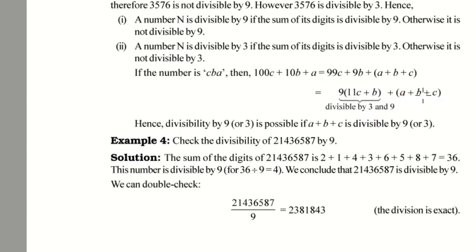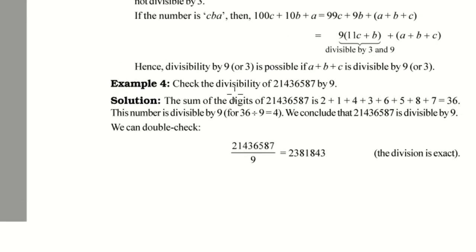What is A plus B plus C? These are the individual digits of the number CBA. Notice we are just adding the individual digits A plus B plus C. To check whether a given number is divisible by 9 or not, we just need to add the digits and divide by 9. If it is divisible by 9, then the given number is divisible by 9.